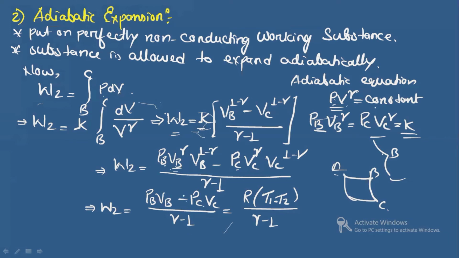Now PV is equal to what? RT for ideal gas. So you can write R, and at this point B, for the first case the temperature was T1, and for the second case the temperature was T2. So you will write R(T1 minus T2) divided by gamma minus 1. So this is the work done for adiabatic expansion. All right. This is how you can find it.